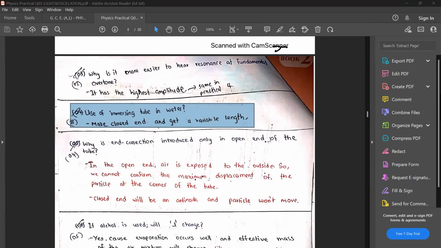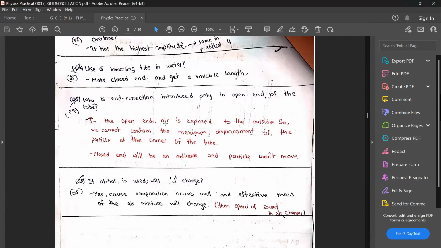And then, why is end correction introduced only at the open end of the tube? Yeah, that's true. If it is an open tube, totally open like this, there are two end corrections. End correction is introduced at the open end because, whether we take the length L as this, at this point we can show it ends at this surface. But here, sometimes there can be a little bit of deviation. Open ends can have deviations. Therefore, we put the end correction.